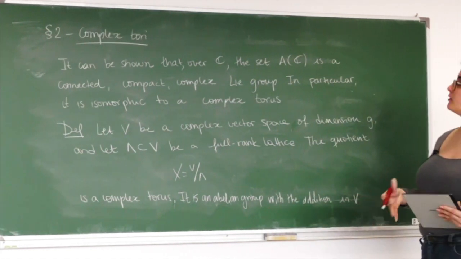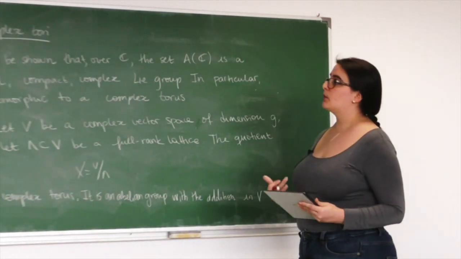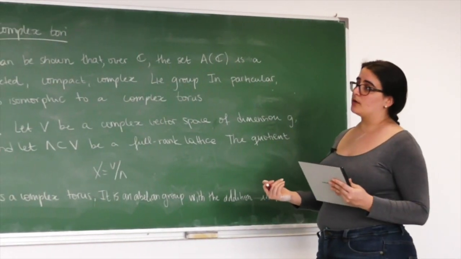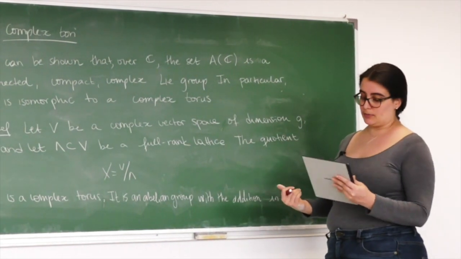And now that we have what's happening with abelian varieties when we consider them over the complex numbers, what we are going to do is revise all the objects and concepts that we have introduced so far, but in the case of complex numbers.